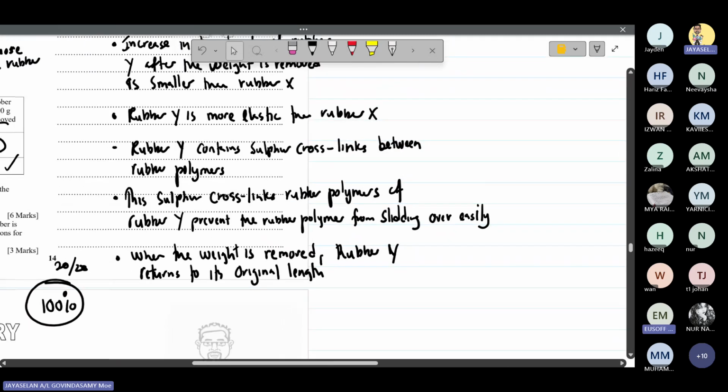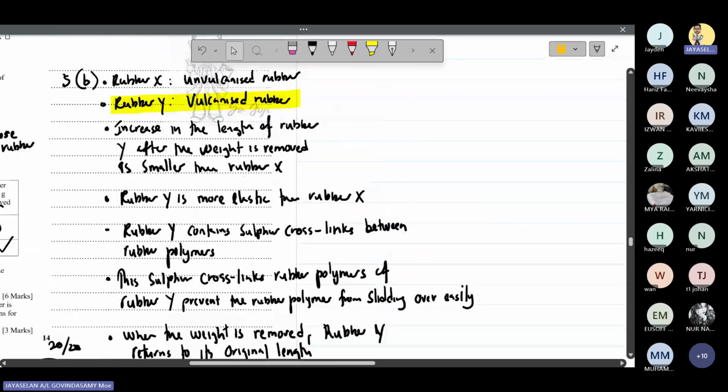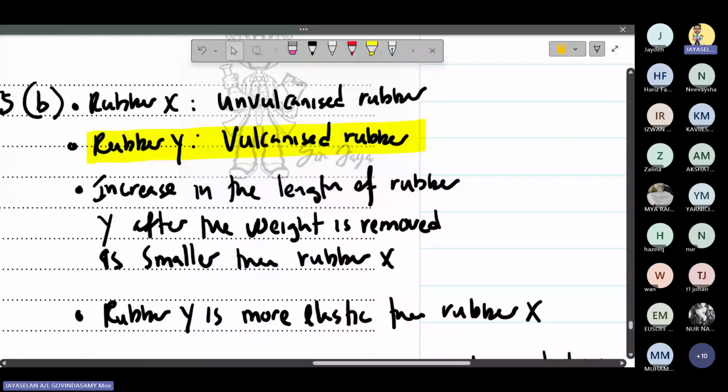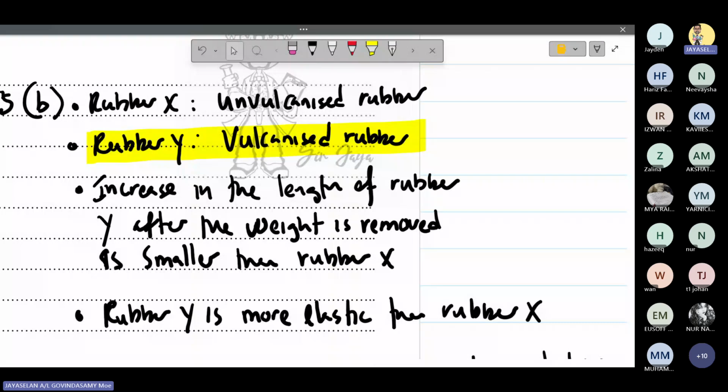Okay, any question guys? It's very easy when you practice. So make sure practice lah. Okay, so saya tunjuk balik. So y'all nak screenshot. Rubber X unvulcanized, rubber Y vulcanized.